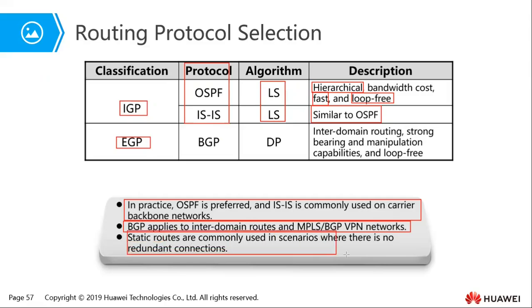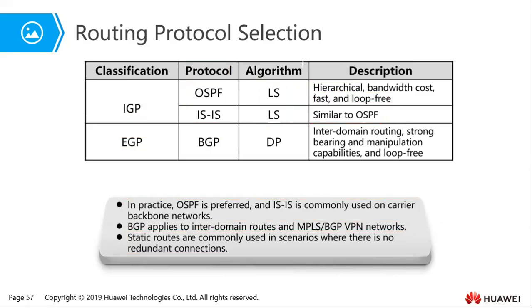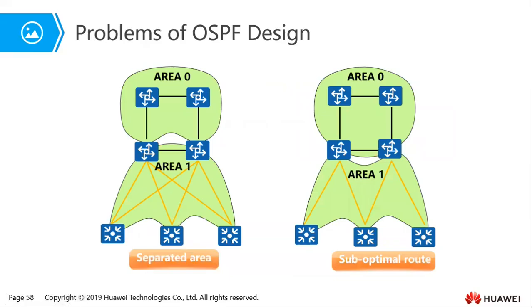Static routes are commonly used in scenarios where there is no redundant connection. So if you don't have a redundant connection, then you might need to configure a static route. Now let's look at some of the problems with, for example, the OSPF design.